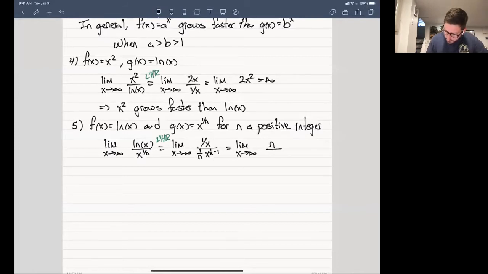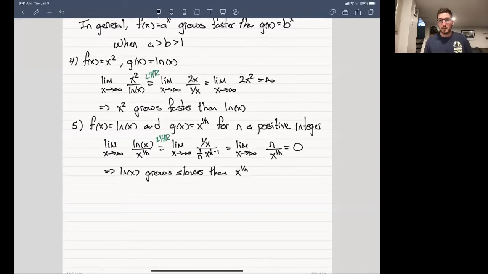n divided by x to the power of 1 over n, which now goes to 0 again as x goes to infinity, since n is a constant. It's fixed. It could be 3, it could be 5, it could be 100 billion. It's just a number. And so this tells us ln x grows slower than x to the 1 over n. So it's ridiculously slow how this thing goes.